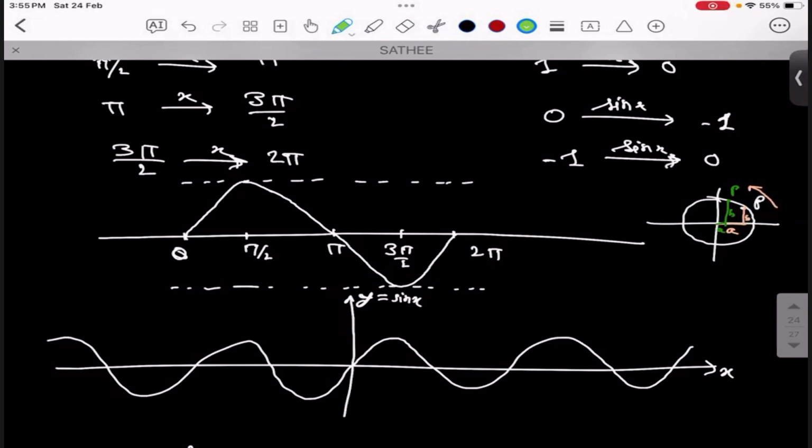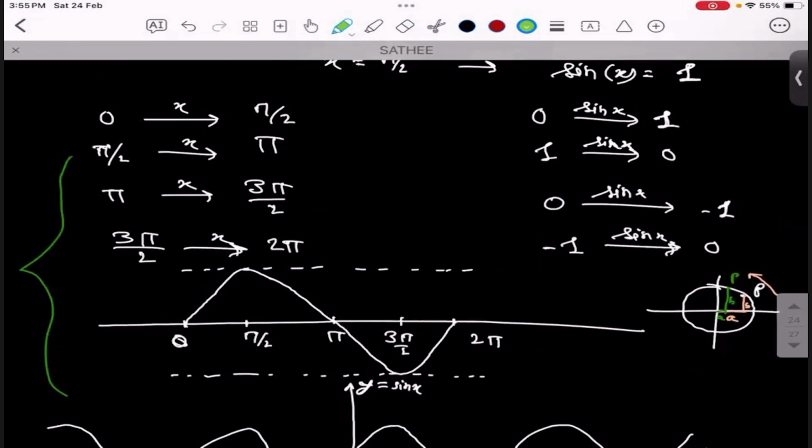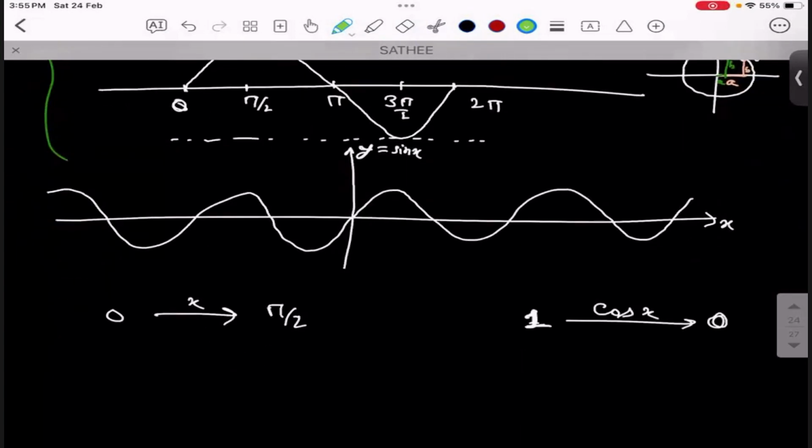right? Also, if we cross the distance pi by 2, so we are in this quadrant, then you can see that whenever we are increasing the value of x, then A is increasing, B is decreasing. That is, the cos is increasing, sin is decreasing. Same thing is happening in this portion also. Okay, from this point of view, we have studied all these things.